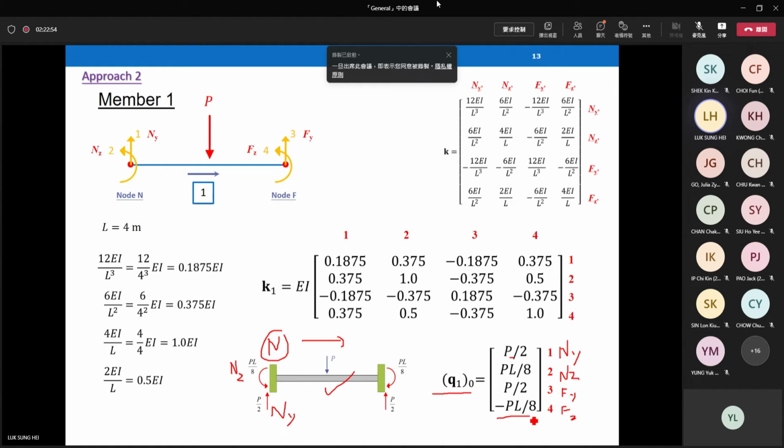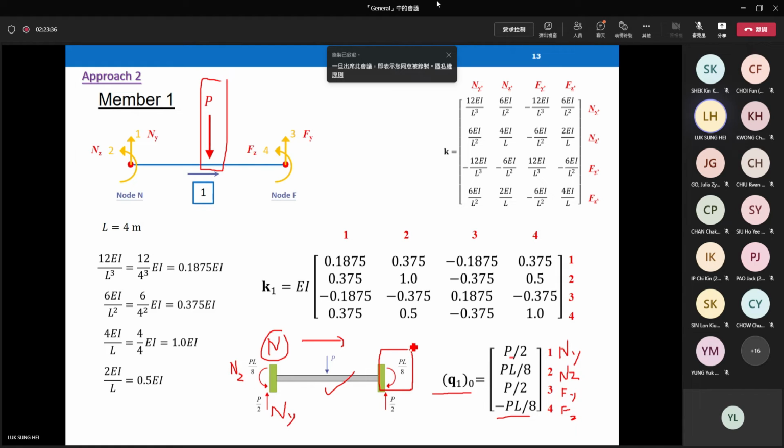The last term here is negative because the fixed end moment on the right hand side is in a clockwise direction. Clockwise means negative according to our sign conventions. That's why when you construct this fixed end force vector, we always need to be careful about the sign. The last element is negative according to our notations. So this is how you construct the fixed end force vector for this problem. You convert the intermediate force to fixed end force and fixed end moment on the two nodes.